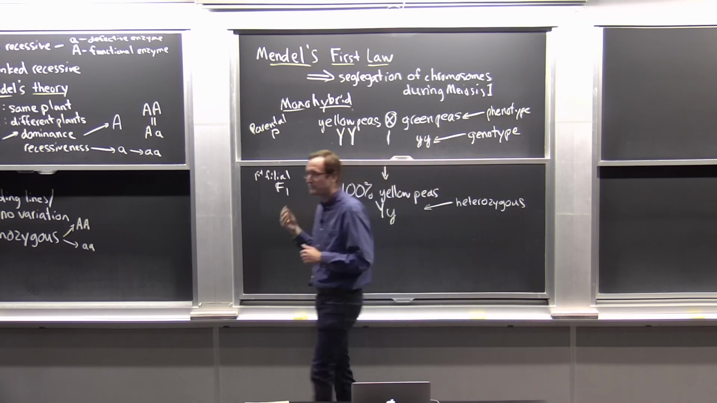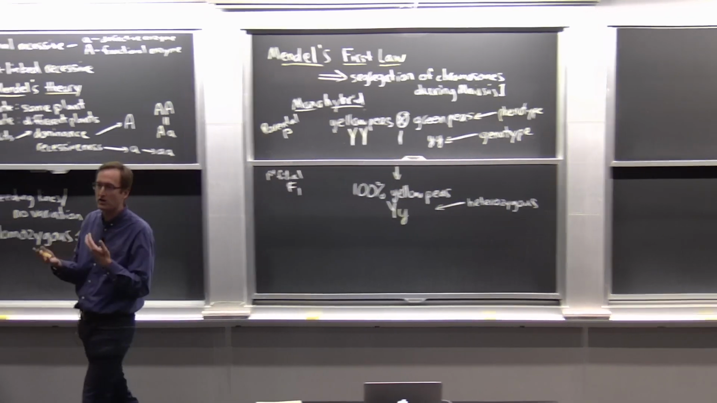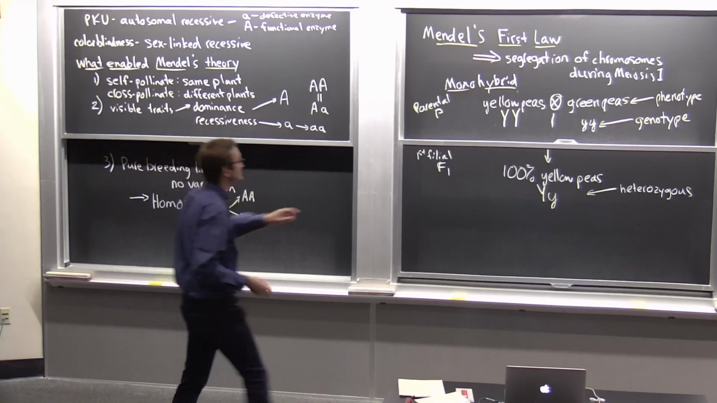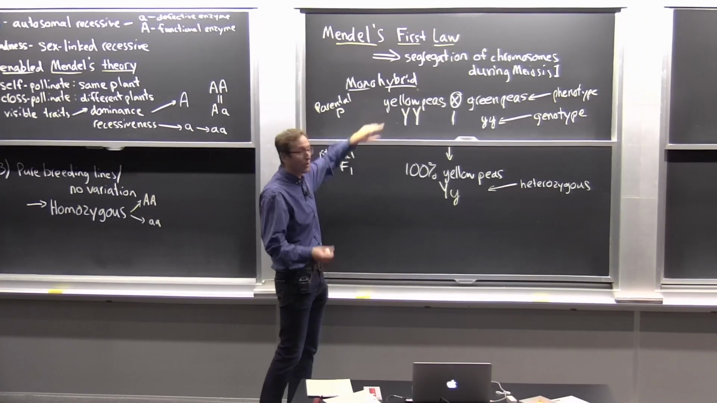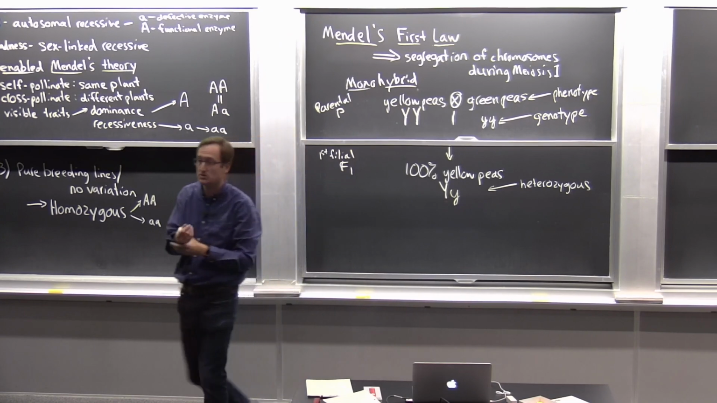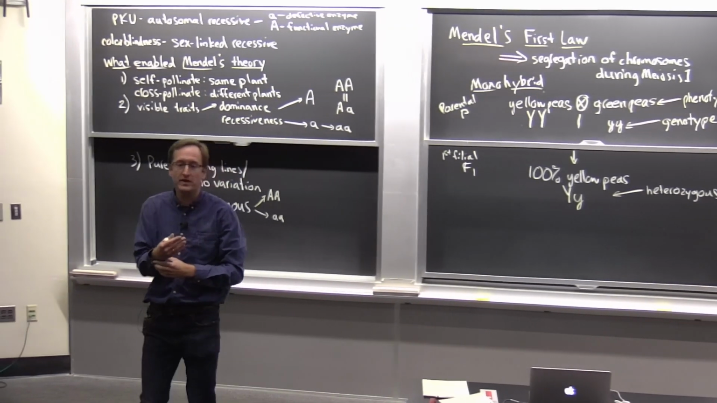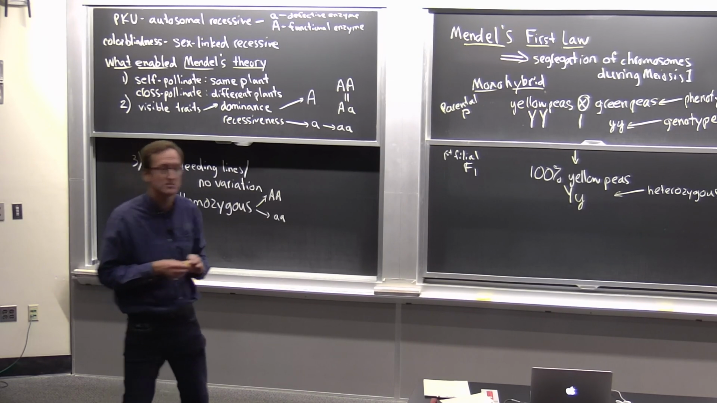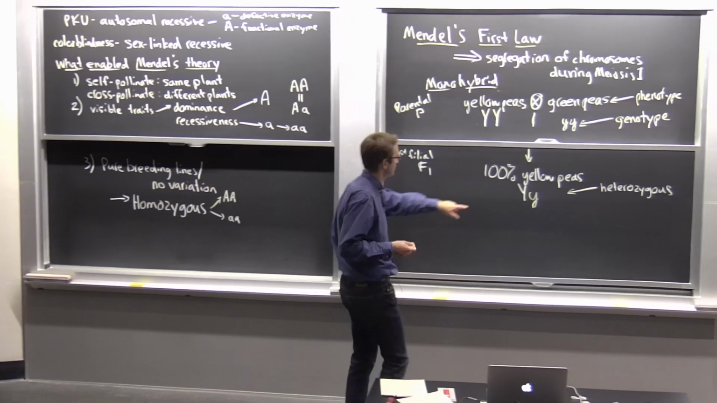You can think of pure breeding being analogous to homozygous, because if you cross a yellow pea plant to itself, you will only get back yellow peas, so it breeds true. You can think of a hybrid as being equivalent to heterozygous, because there are two gene alleles.